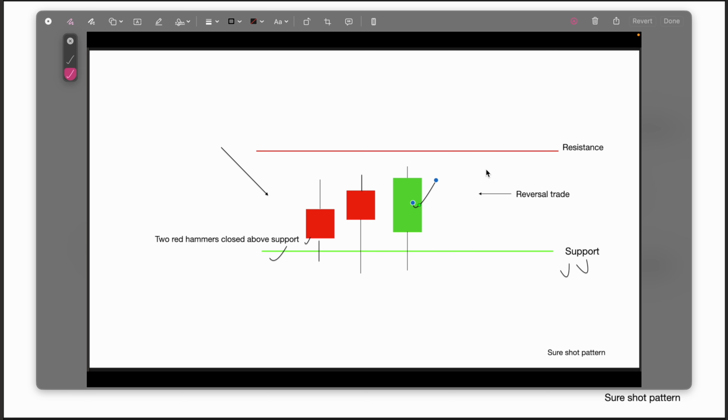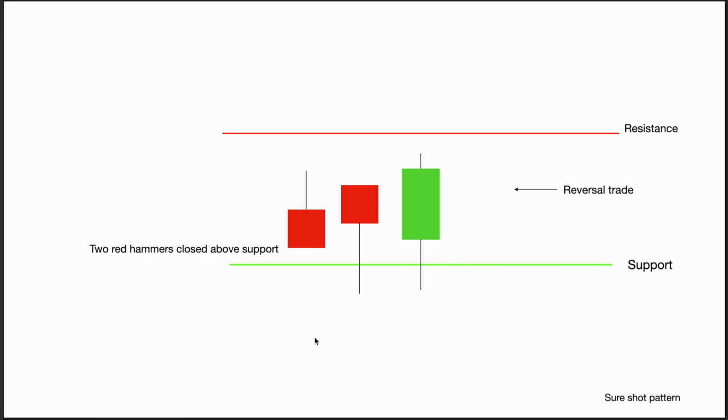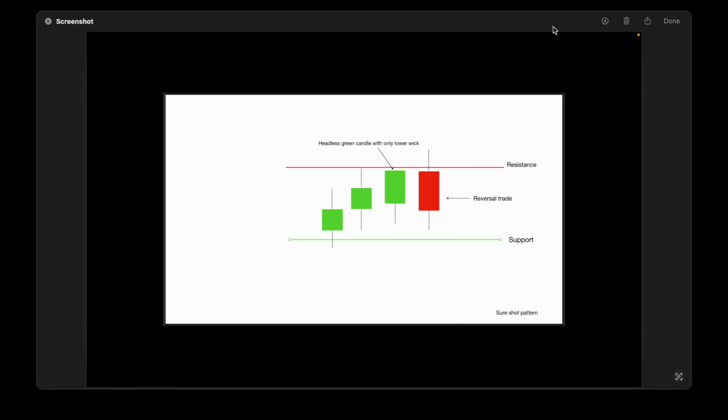Here, between the resistance and the next candle formation, there needs to be at least some space so that you can take a trade for the green candle. Okay, this is the logic. It's very easy, very simple. If I find this pattern in the live market, then I'll surely take the trade.